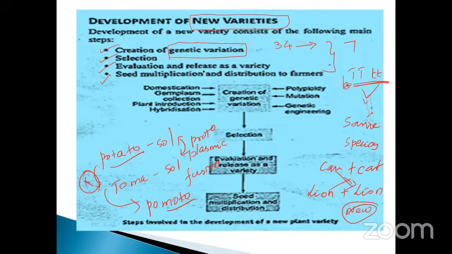Okay. The evaluation and release as a variety. So this is the call. Sometimes they may give you a name, it's called ER8. So it's a variety, isn't it? Likewise, there are so many names. Likewise, a different name is there. After the completion of this work, we may recommend it to the farmer. That is very, very important.